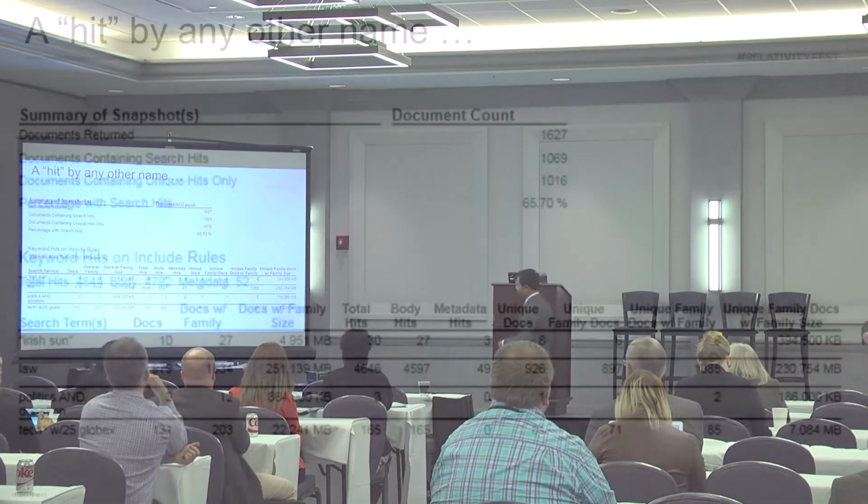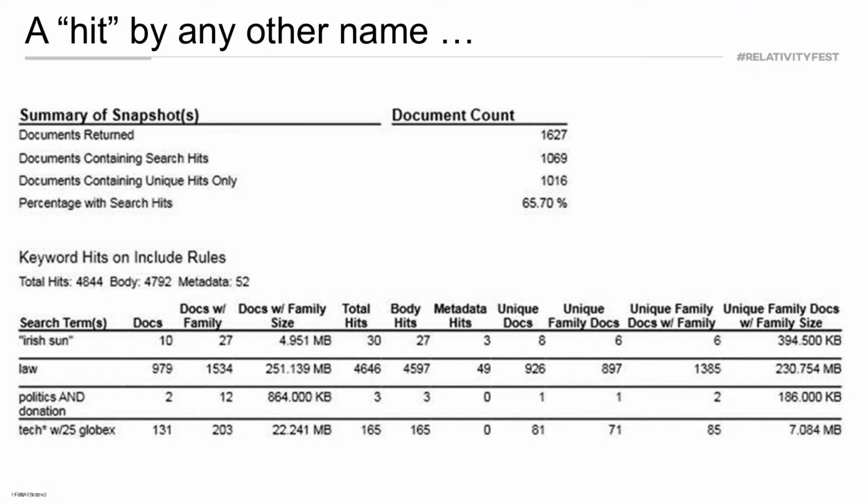Okay, so here's an example of what I mean, right? You don't have to look at all this data. I'm just going to walk you through a couple of bits here. Let's take a look at the top first. Documents returned, 1,627. You can see there were 4 searches run: Irish Sun, Law, Politics and Donation, and Tech within 25 of Globex. It doesn't matter what those searches are. It's just that there were 4 searches run. You got 1,627 documents returned. In other words, 1,627 different files of electronic information had one or more of these searches.